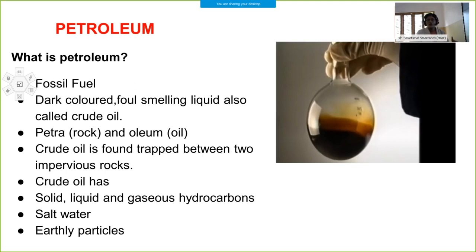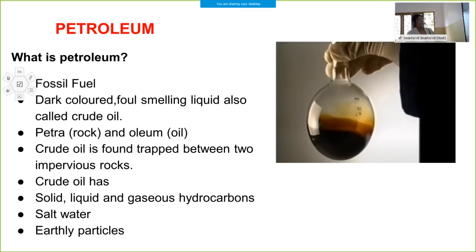And it also contains salt water because it is all obtained from the earth's crust. From under the earth we are getting all this, so it may contain salt water, and also some earthly particles will be present along with this crude oil. So this is basically what petroleum is.